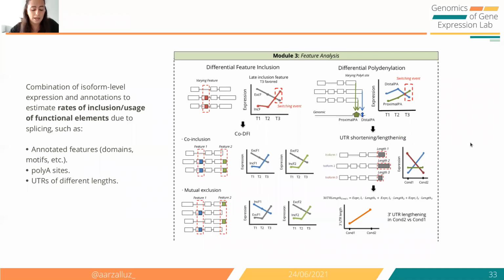Finally, when you combine these, this is the more fitting type of analysis, it's the feature module, and it combines the isoform annotations with the expression estimates that you provided. And so it can give you rates of inclusion or usage of different functional elements due to splicing. And we have here different types of annotated features or specific analysis for polyadenylation and for global UTR shortening and lengthening analysis.